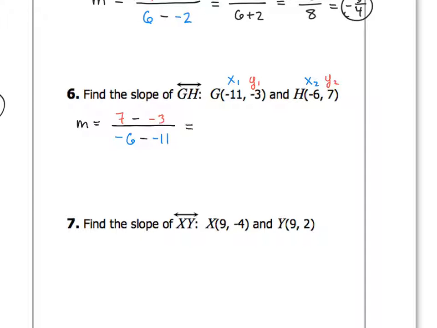The biggest issue you'll run into with the formula if you're not careful is signs, so just watch out for those double negatives when they happen. So on this one, we have 7 plus 3 in the numerator. That's 10 divided by negative 6 plus 11 in the denominator, and you get a slope of 2.